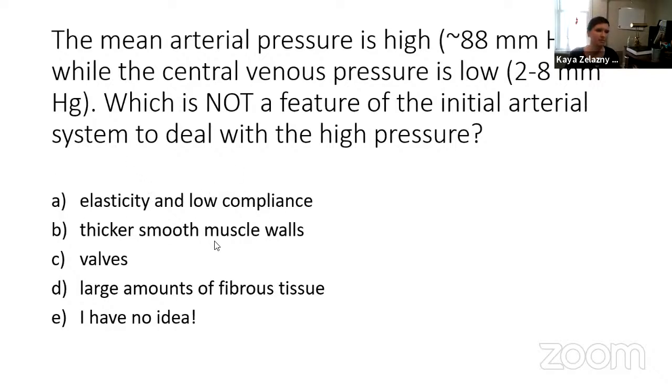We have thick, smooth muscle walls. I guess we didn't touch on that much, but that is true that we have thick muscle walls in the arteries, because if we ever do really need to cut off blood flow in the artery, we'd need to use a lot of muscle because we have a lot of pressure. Valves are for veins. The large amounts of fibrous tissue are to make sure that our arteries don't distend too much, right? We want them to be able to resist that pressure, and there's a lot of pressure there. Okay.